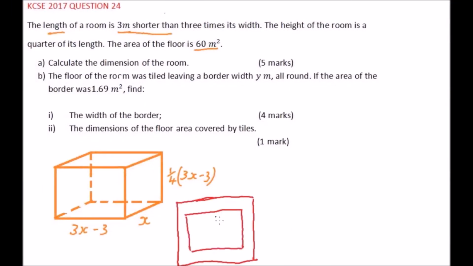Now, with our sketch here, this is the floor which was tiled. So this is the part that was tiled. So we have the width of the floor. This is the floor. We said the width is 5 meters from section A, and this one is 12 meters. And the area that was not tiled, that is the border, is 1.69 meters squared. Now we need to find the width of the border.